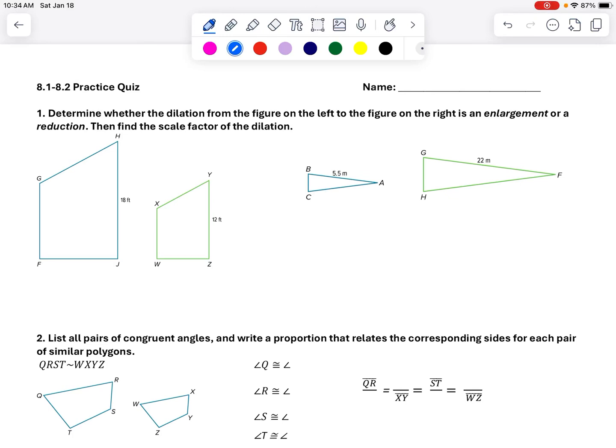Okay, so here's our practice quiz. Usually we go over this in class, but neither Mr. George nor I are here today, so therefore we'll have to resort to this.